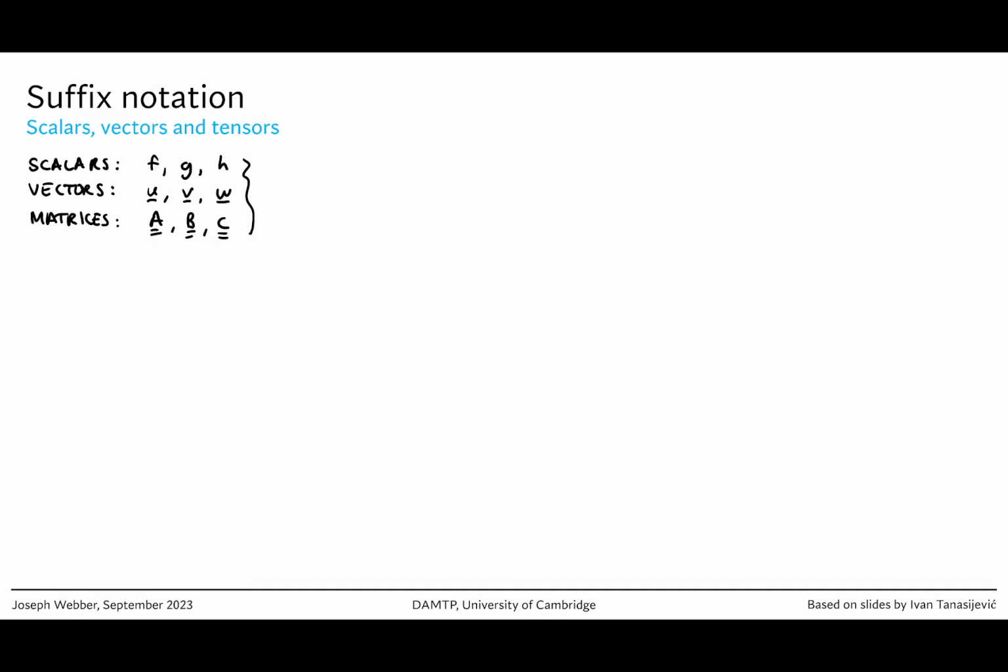And in general, the rank of the tensor is the number of underlines. So scalars are 0 rank tensors, vectors are 1 rank tensors, and matrices are 2nd rank tensors. So just the number of underlines denotes the rank of the tensor.